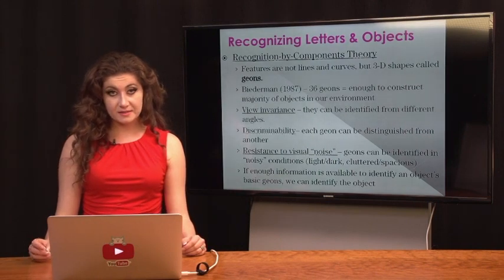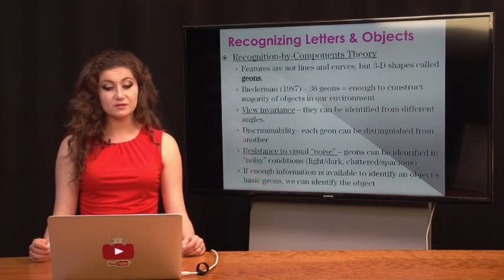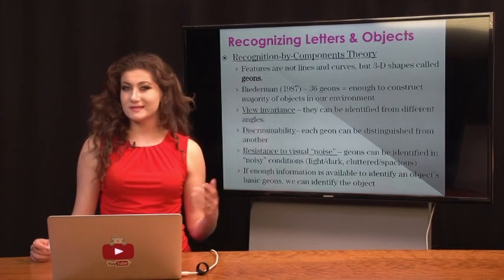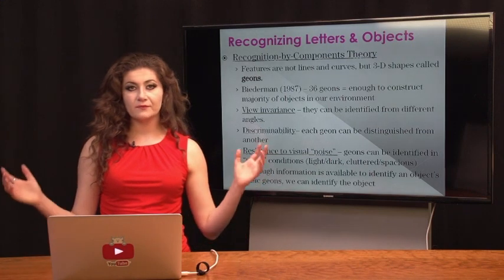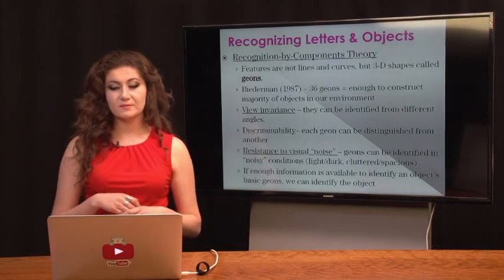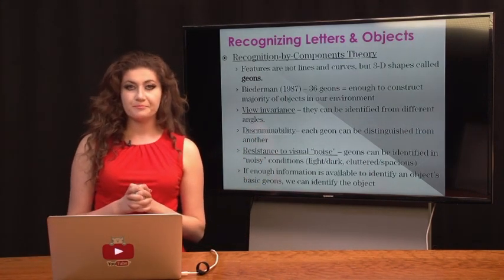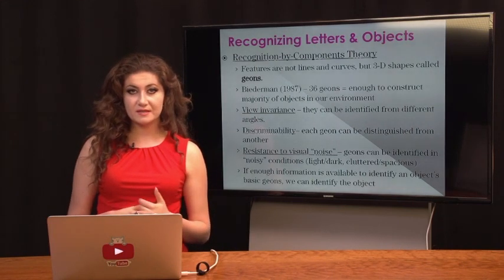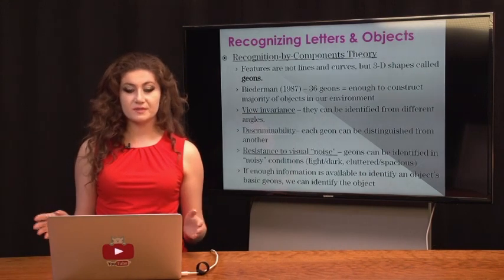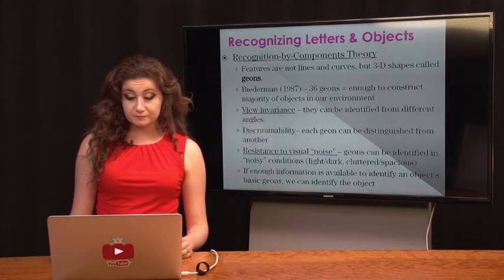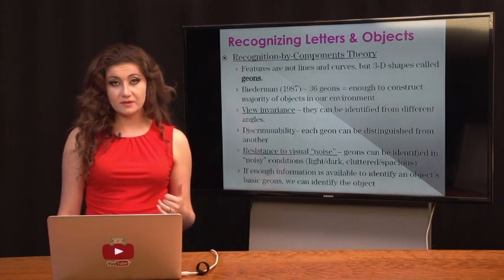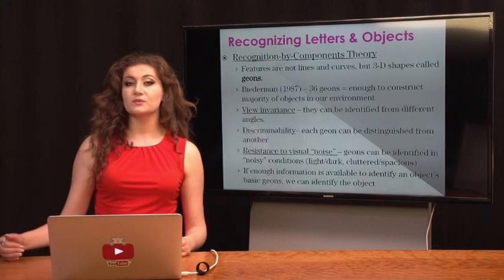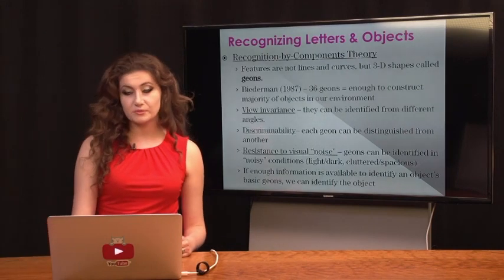And lastly, this theory says that these geons are resistant to visual noise, which means that geons can be identified in noisy, not to say loud, but meaning very cluttered conditions. So if something is light or dark or cluttered or spacious, you're still able to understand what the object is, even if a shadow is falling on it or if it's in the dark. So ultimately, his argument is that if there's enough information available to identify an object's basic geons, a person will be able to identify and perceive the object correctly.